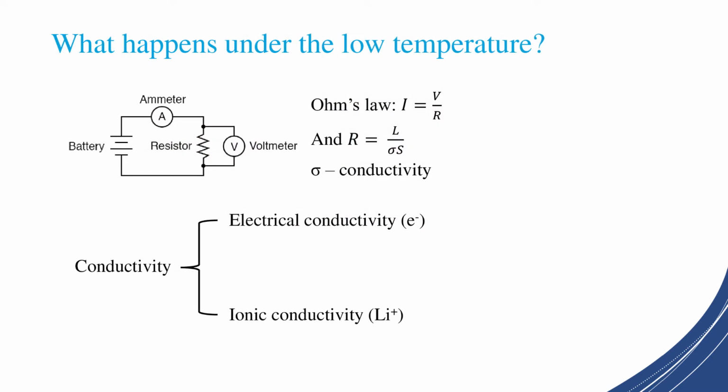So how come these lithium-ion batteries aren't working well in the winter? First, let's look at Ohm's law. Ohm's law states that current is equal to voltage over resistance. Resistance is determined by the internal properties of the materials and is equal to the length of the resistor over its cross-sectional area times its conductivity. Conductivity can be separated into electrical conductivity, which determines the mobility of electrons, as well as ionic conductivity, which determines the mobility of lithium ions. Let's have a look at them one by one.